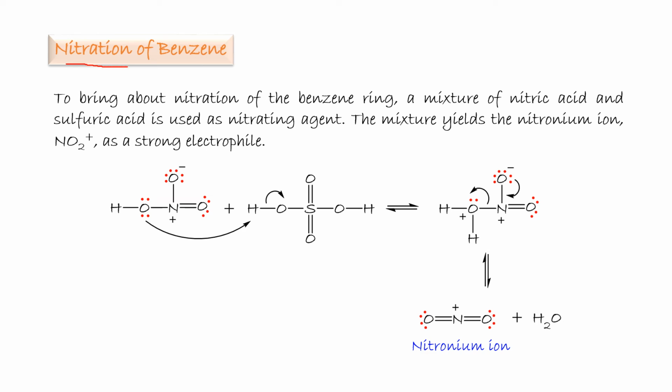Nitration reaction. To bring up nitration of benzene, a mixture of nitric and sulfuric acid is used. So the first step: nitric acid will act as a base, sulfuric acid, a much stronger acid, will act as an acid. So acid-base reaction will form the protonated species. Elimination of water will form the nitronium ion, which will act as electrophile.